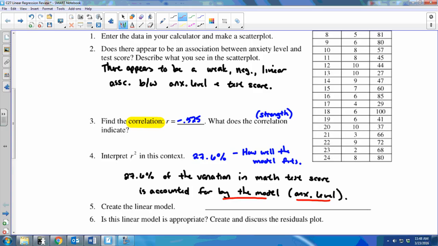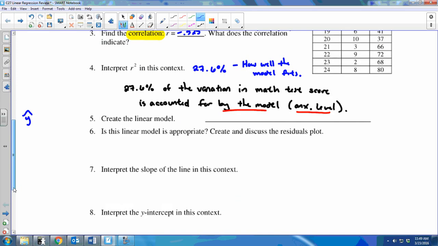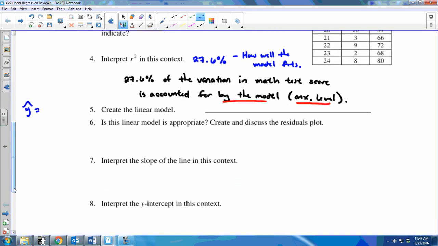All right. Then 5 says to create the linear model. So the linear model is the equation. Remember, your equations are in the form of y hat equals the y-intercept plus the slope times x. They're always in that format every time.